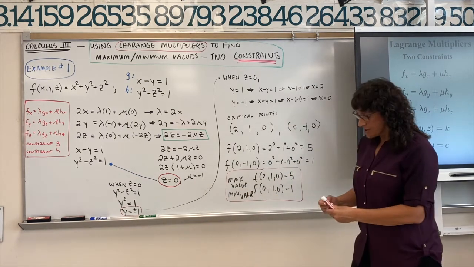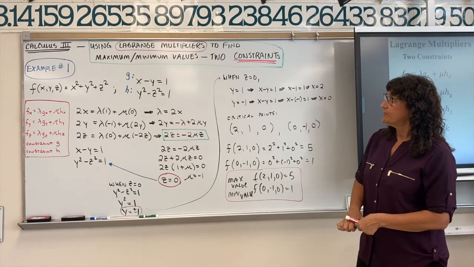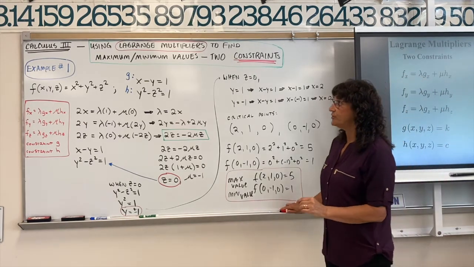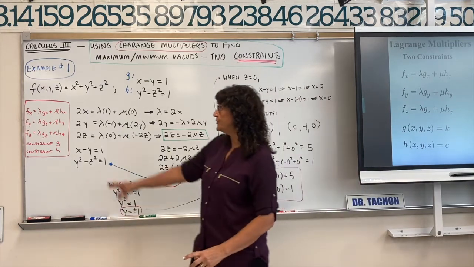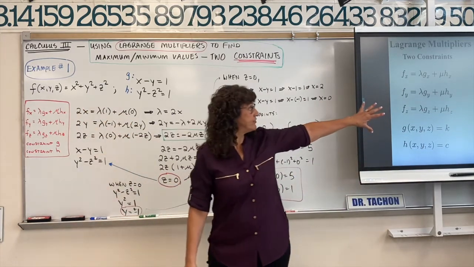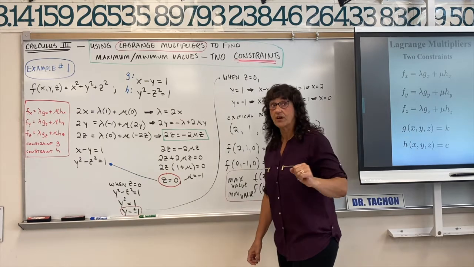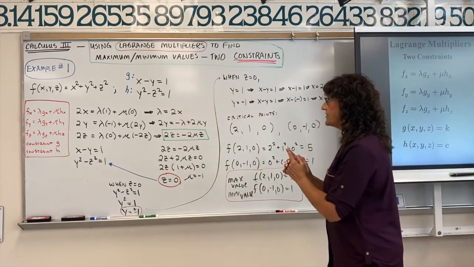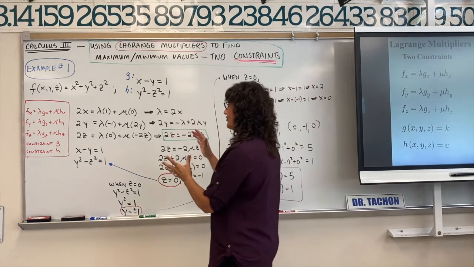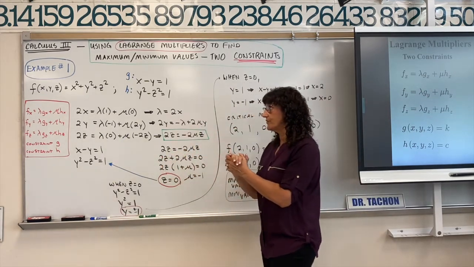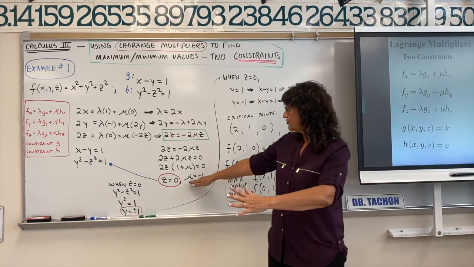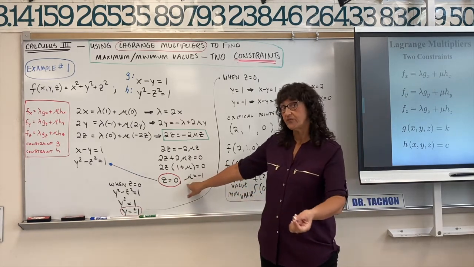So, using Lagrange multipliers with 2 constraints. The first thing you want to do is set up your system of equations. And then you have to take the system of equations and solve. And by the way, we probably should investigate mu equals -1 as well.